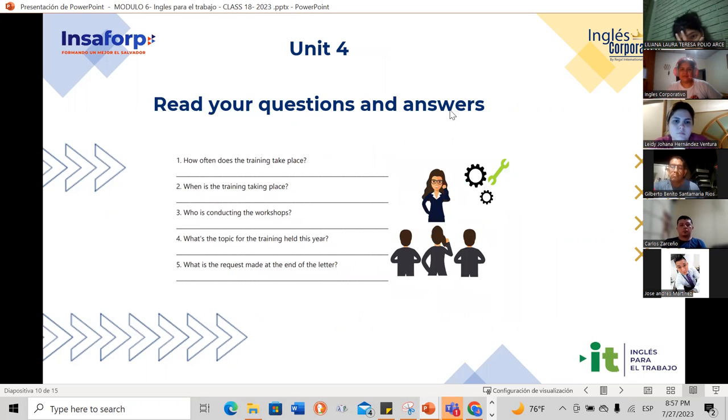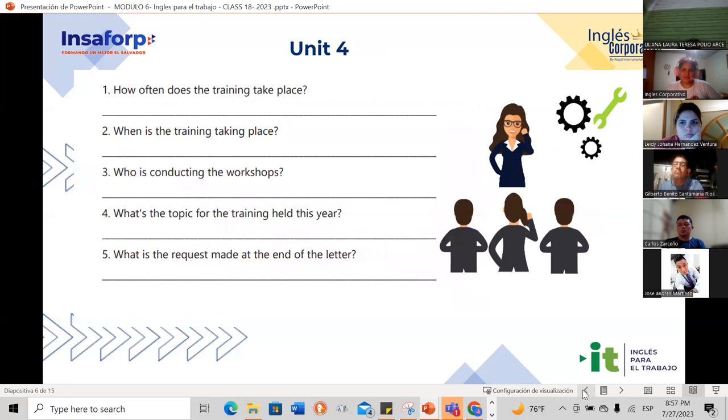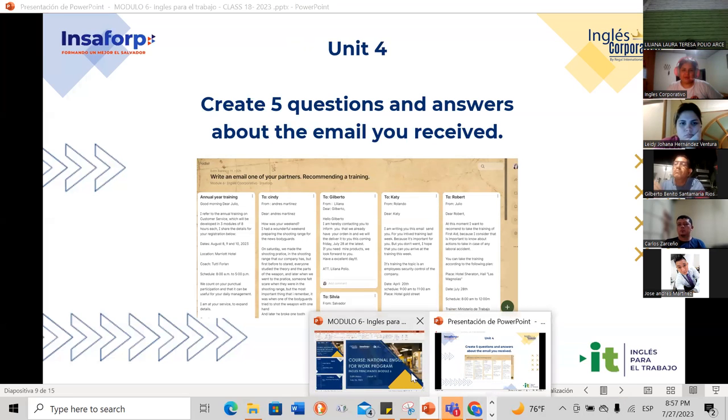Do you remember this? Similares a estas preguntas. For example, how often does the training take place? When is the training taking place? Who is conducting the workshop? What's the topic for the training? Okay, and what is the request made? Okay, at the end of the letter. We are going to create questions about your emails like this. Who already finished? Please let me know.